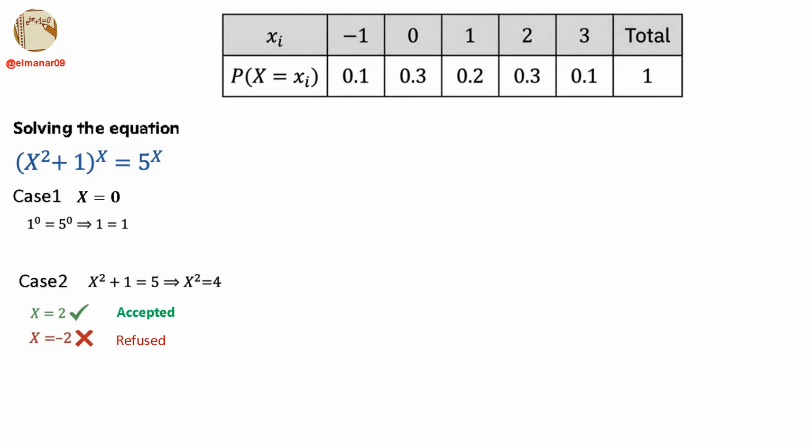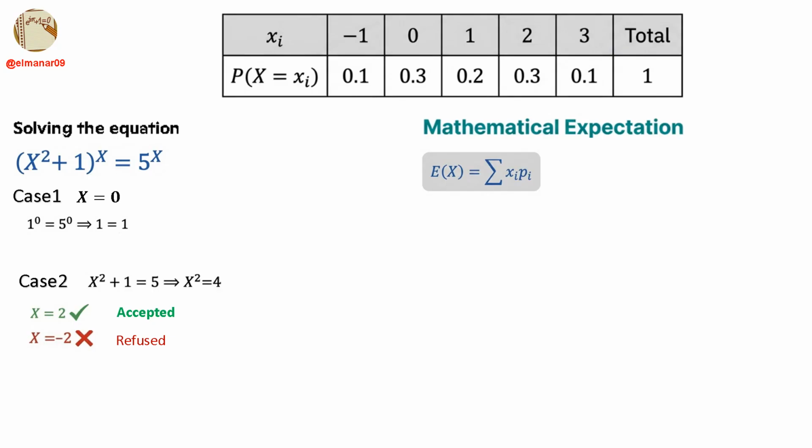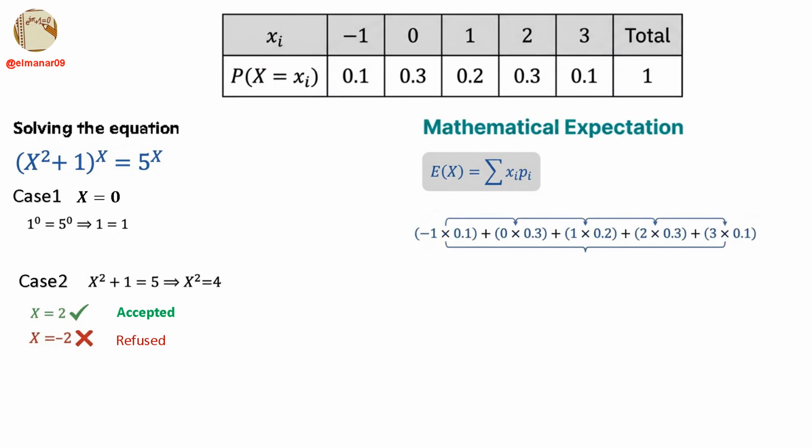Now, let's move on to calculating the expected value E of x. The expected value is a bit like the average we would get if we repeated the experiment an infinite number of times. It is the center of gravity of our distribution. The formula is elegant. E of x equals sigma xi times pi. Follow along with the detailed calculation on the image. We multiply each value by its probability. -1 times 0.1, plus 0 times 0.3, plus 1 times 0.2, plus 2 times 0.3, plus 3 times 0.1.